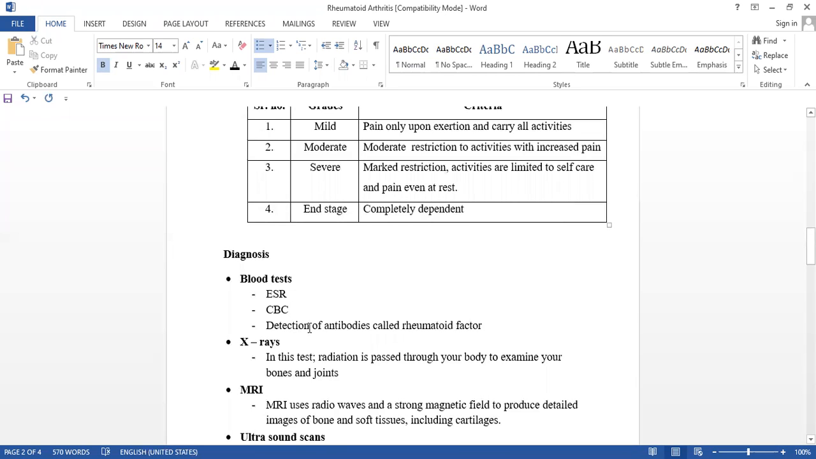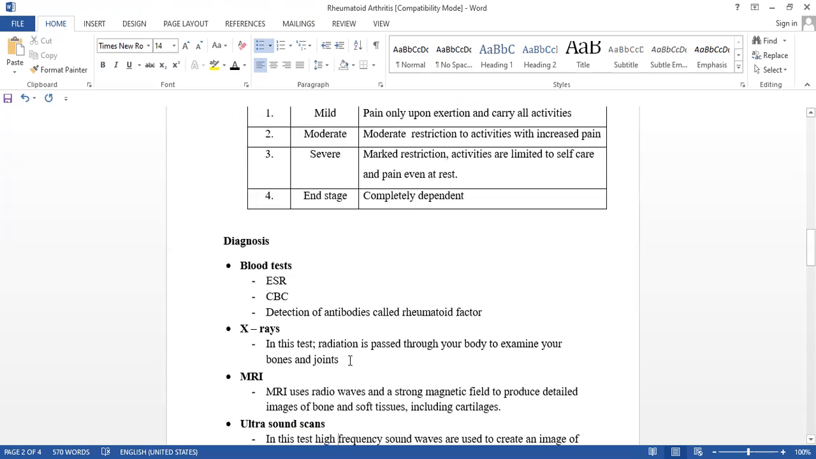Detection of antibodies called rheumatoid factor. If found, then obviously the patient is suffering from rheumatoid arthritis. X-rays: in this case the radiation is passed through your body to examine your bones and joints. We can find this one.